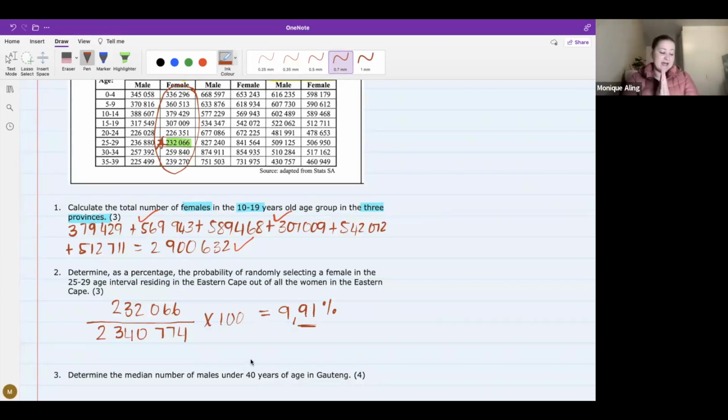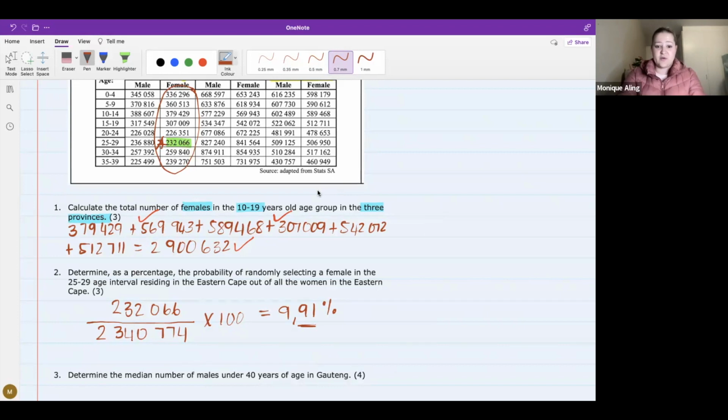Nice, Ayabonga, well done. So that was a normal percentage question, a normal probability question. It was just a little bit harder because we had a lot of big numbers to work with.